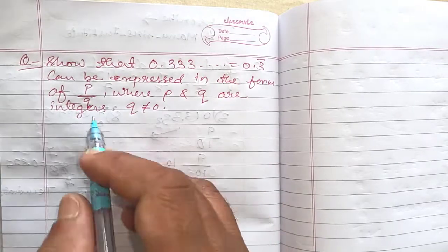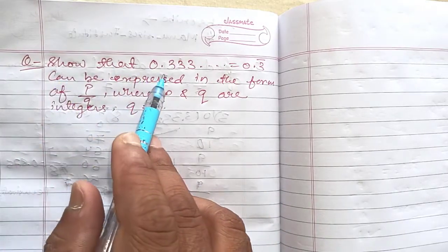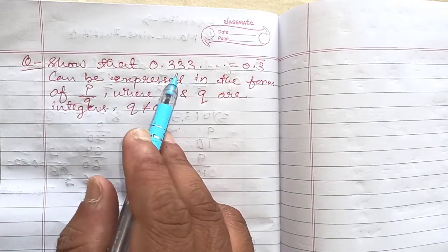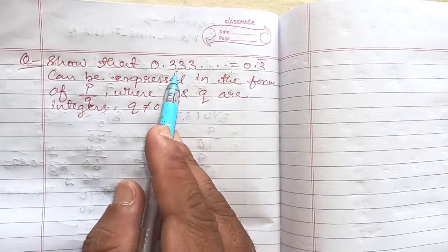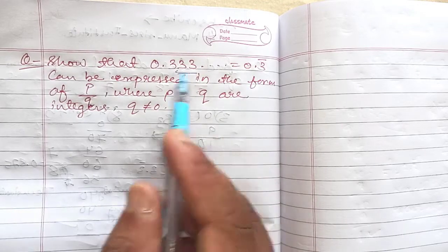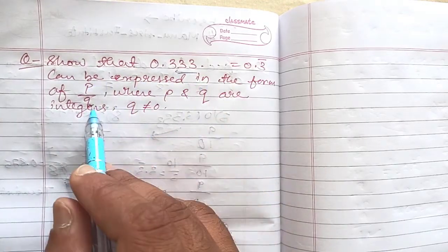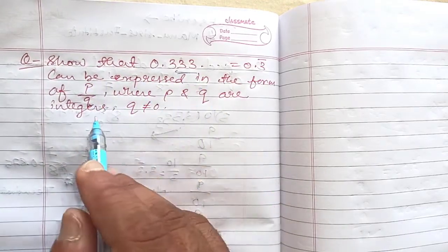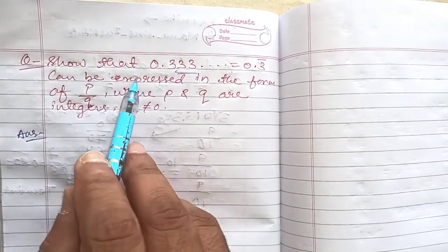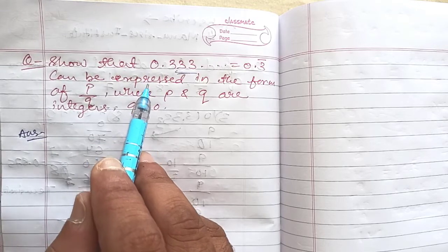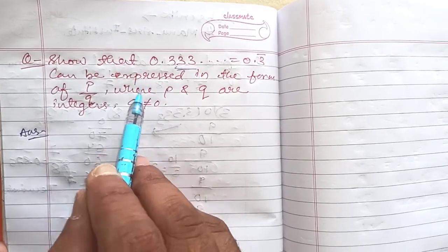Example we will see. Here is a question. Show that 0.333, that means 3 is repeating, dotted, is equal to 0.3 bar. So we can write this number as 0.3 bar. It can be expressed in the form of p by q, where p and q are integers and q is not equal to 0. This is one of the important questions of exercise 1.3, which you have to learn very nicely.